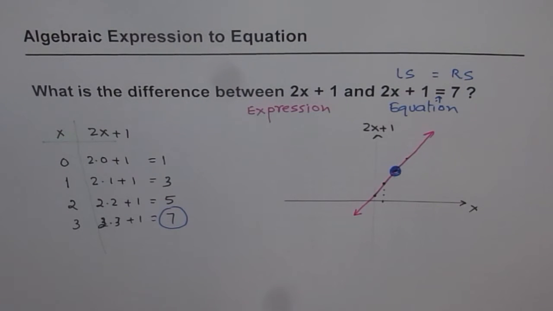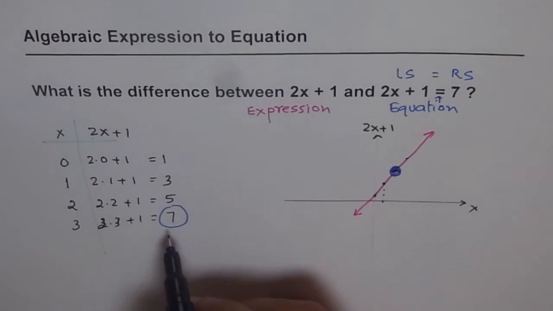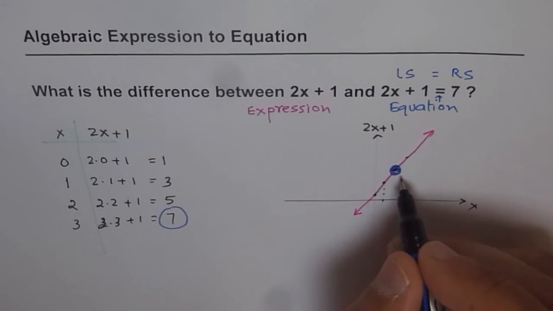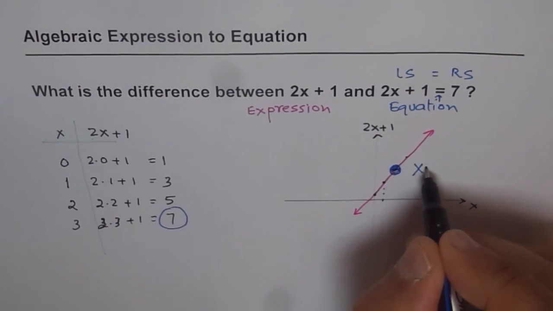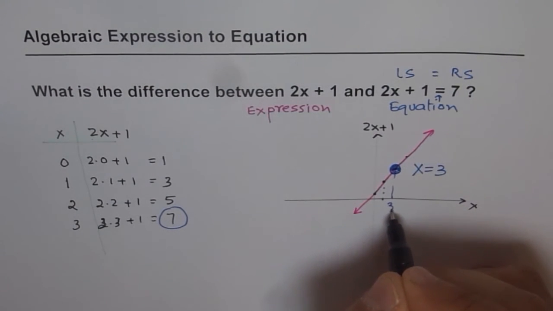It's always a good idea to solve and check. So in this case, we got the answer as 7 for 3, right? So the answer here was x equals 3. Answer is x equals 3, right? It is the x value which is the answer, okay?